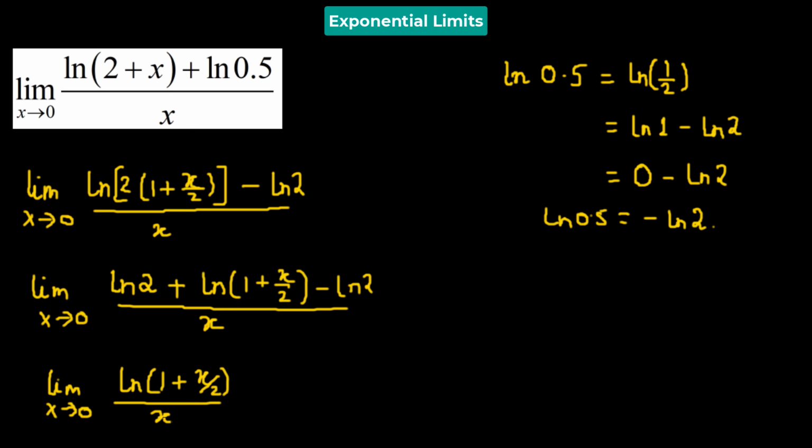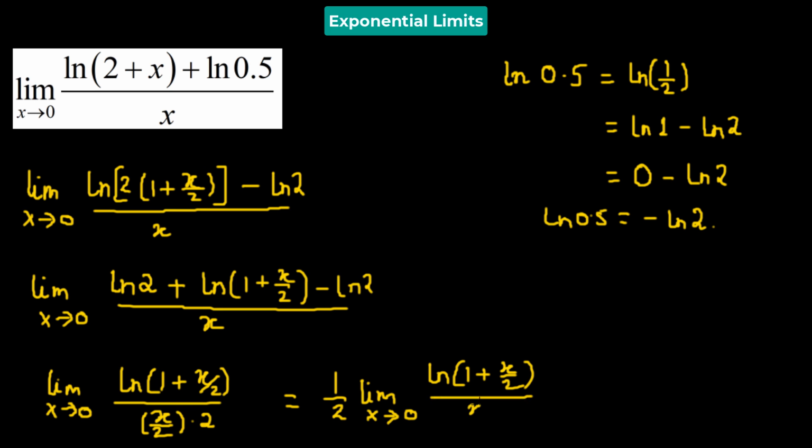Now we need an x over 2 in the denominator in order to be able to apply the definition of the logarithmic limit. So we will divide the denominator x by 2 and then multiply by 2. So that leaves us with half, limit x approaches 0, natural log of 1 plus x over 2, whole divided by x over 2. So we have half multiplied by 1. So our limiting value of the given function is going to be equal to half when x approaches 0.